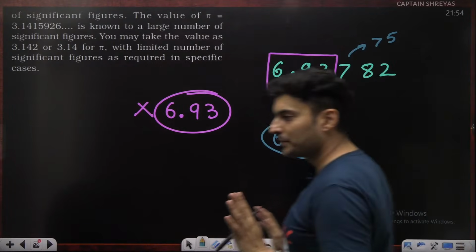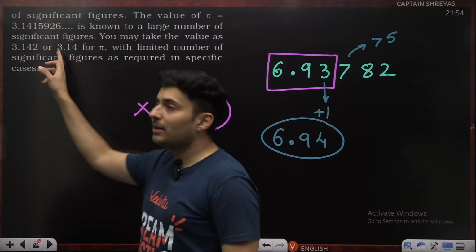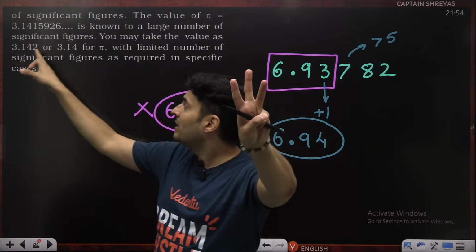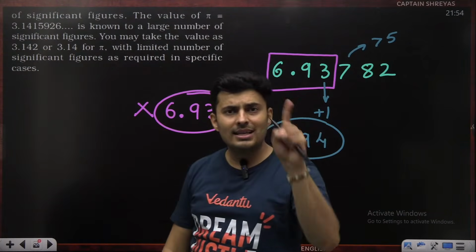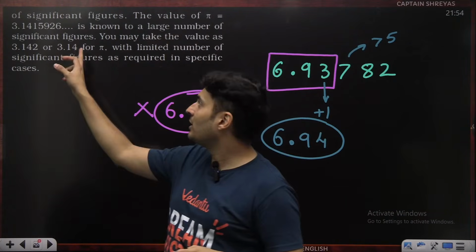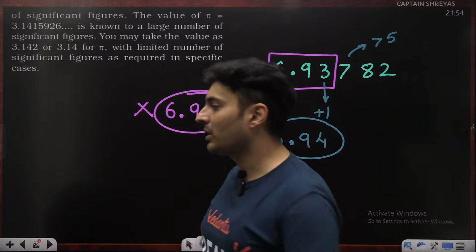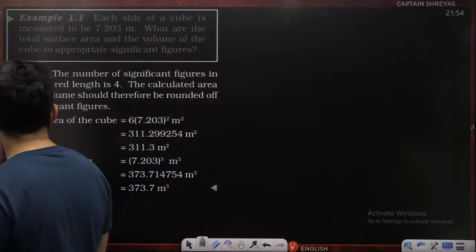Is that clear? Absolutely. So for writing the value of pi till 2 decimal places, go till the third decimal place. Okay, 142. 2 is lesser than 5. So what will you do? Keep the number 4 as it is. So hence it is 3.14. That's what it says. All right.